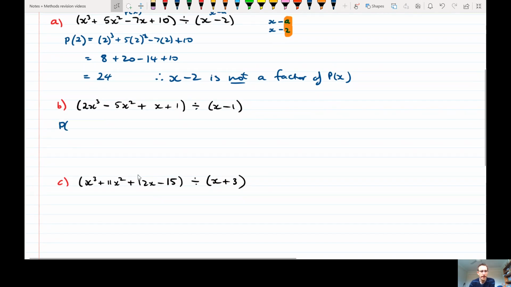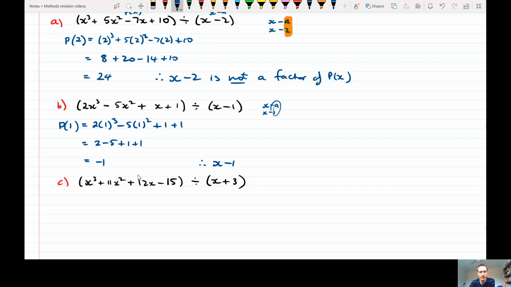There's my p of x. Let's substitute in 1 because a will be 1 in this case. Again, x minus a and x minus 1 line up. A must be 1. So p of 1 is 2 times 1 cubed minus 5 lots of 1 squared plus 1 plus 1. Doing that, you're going to end up with 2 times 1 cubed is 2 minus 5 plus 1 plus 1. Oh, it's close, but it's not quite. It's negative 1. Therefore, x minus 1 is not a factor of p of x.